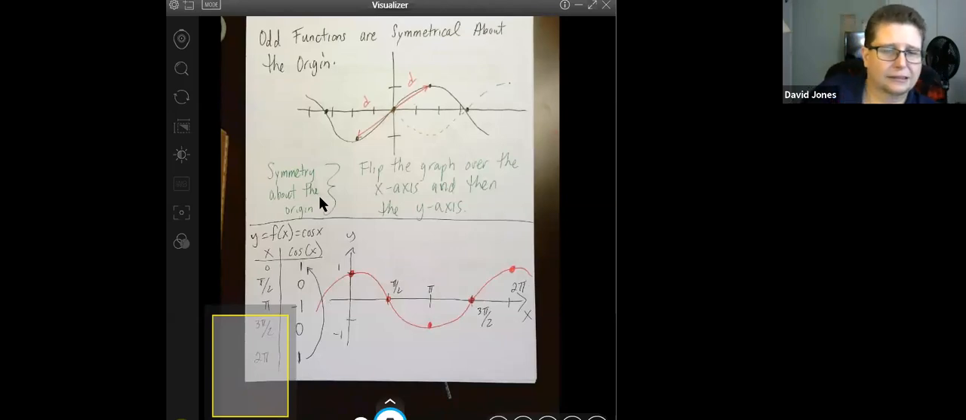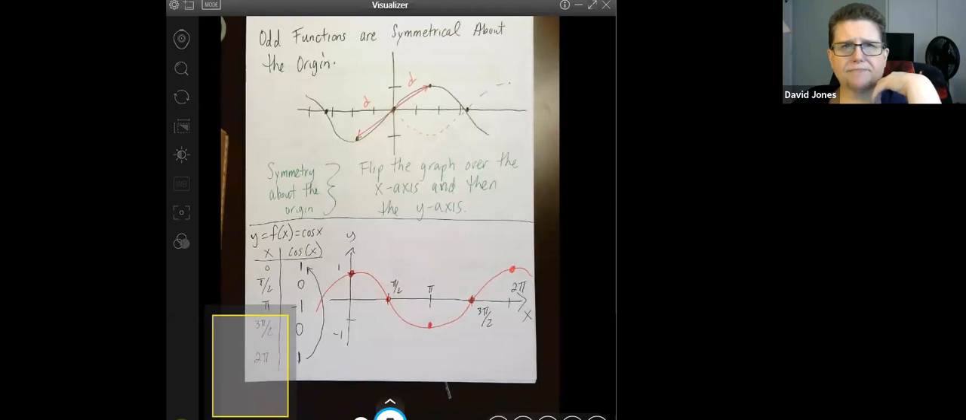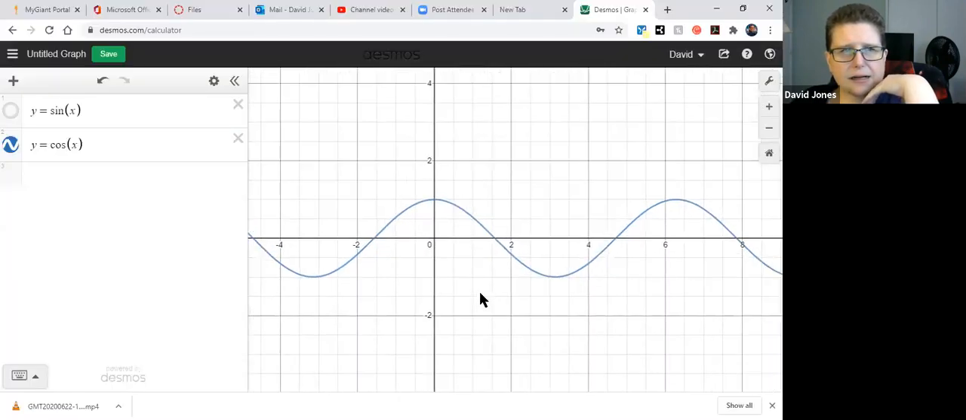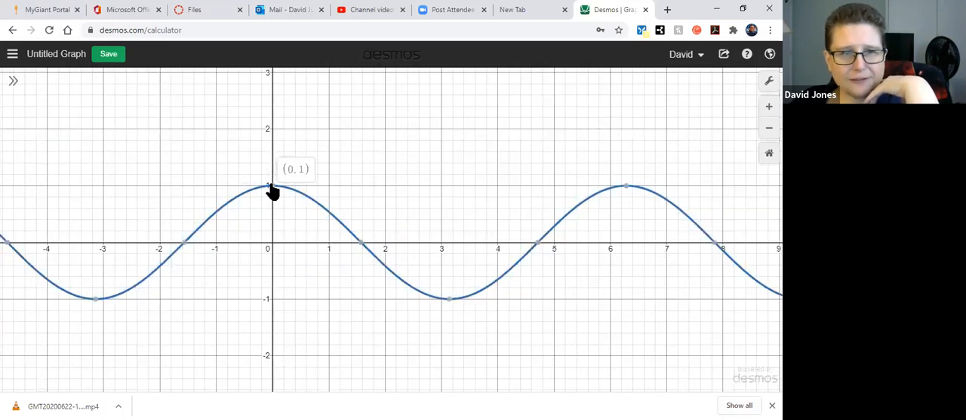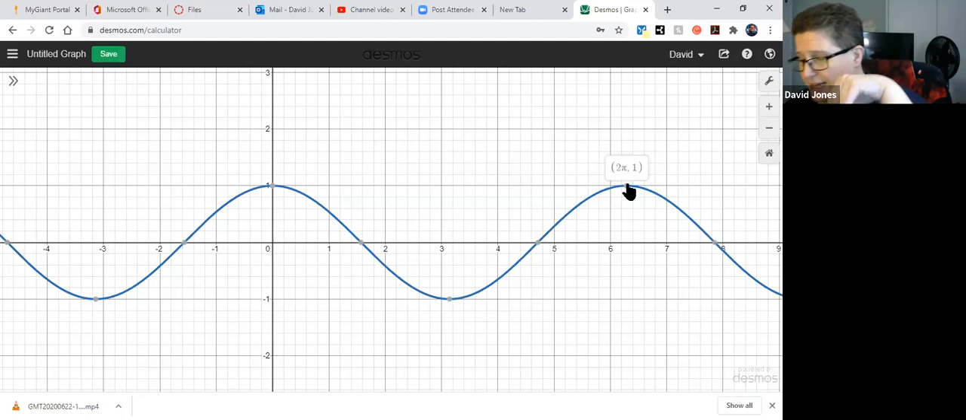Load this into Desmos. We'll flicker over to look at it. We can see when y equals cosine x, we start off at 0, 1. At pi over 2, it's 0. At pi, it's -1. At 3 pi over 2, it's 0. And at 2 pi, it's 1. These values are from the unit circle. So that's why I said memorize the unit circle. You need to know it. It's going to pop up. Again, the period is 2 pi.